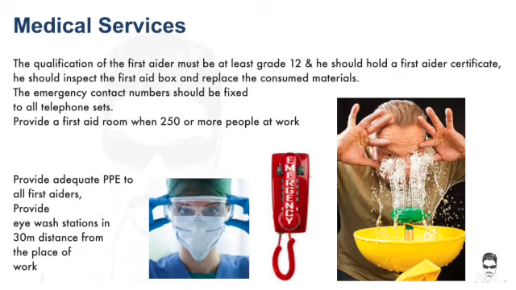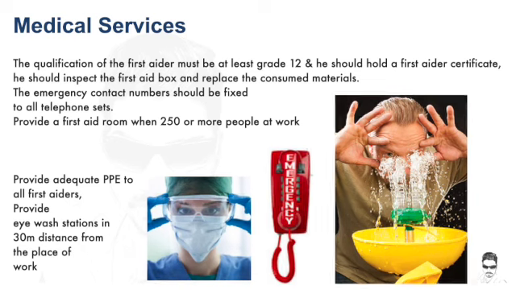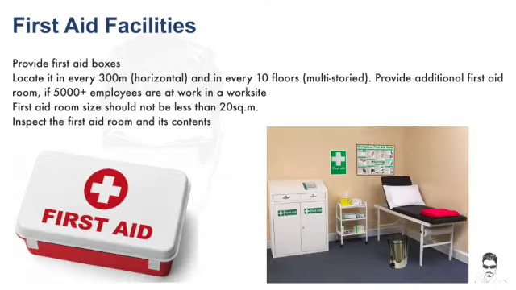Provide a first aid room when 250 or more people are at work. Provide adequate PPE to all first aiders. Provide eye wash stations in 30-meter distance from the place of work. Provide first aid boxes located in every 300 meter horizontally and in every 10 floors in multi-story buildings.